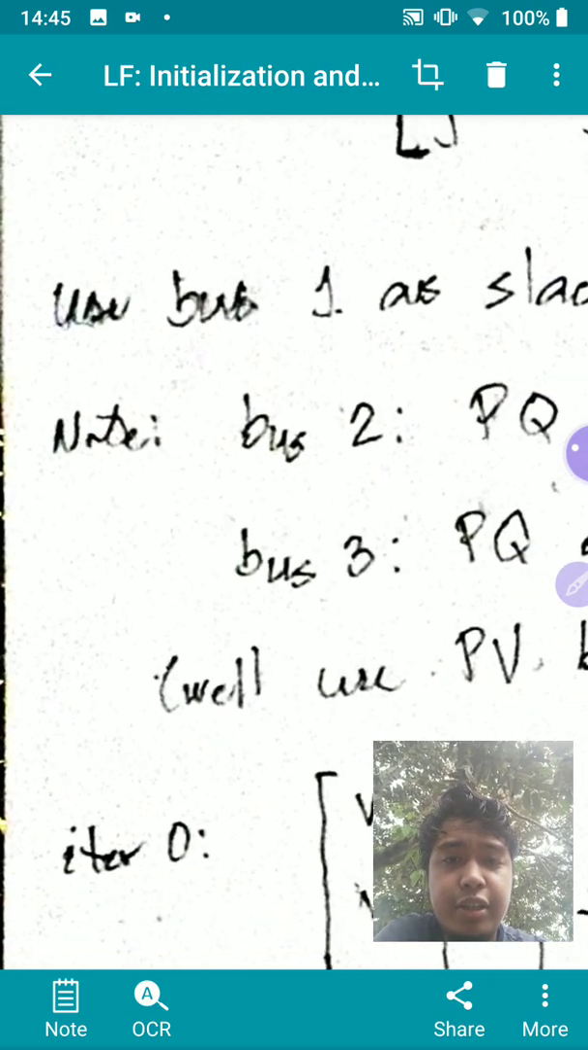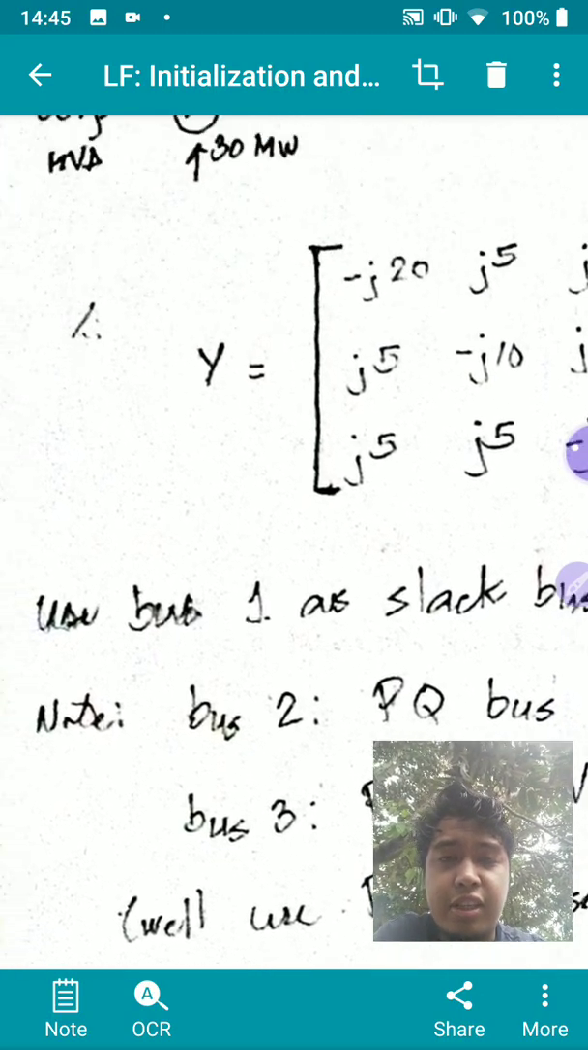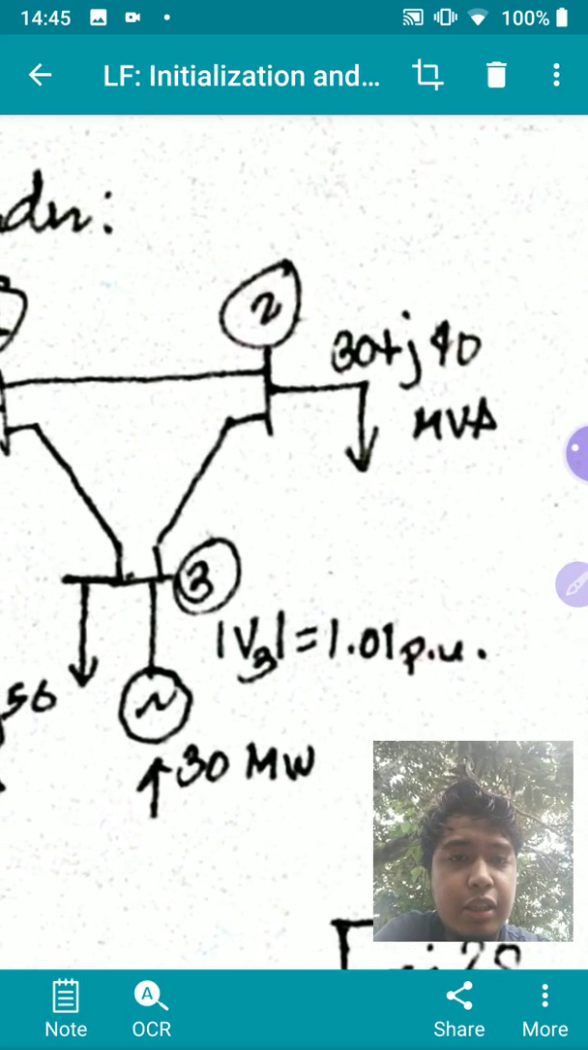Now, for the other two buses, bus 2 and bus 3, if you look at bus 2, it has a load.